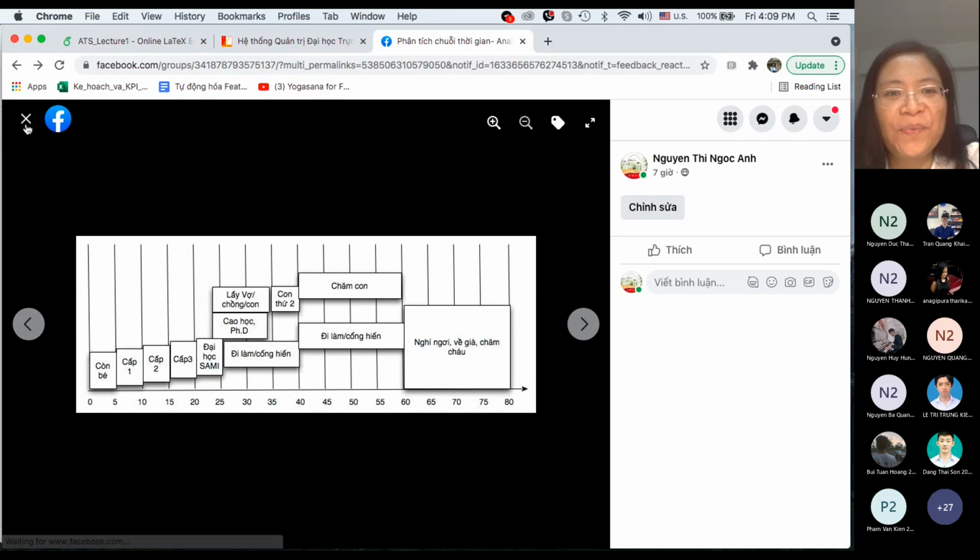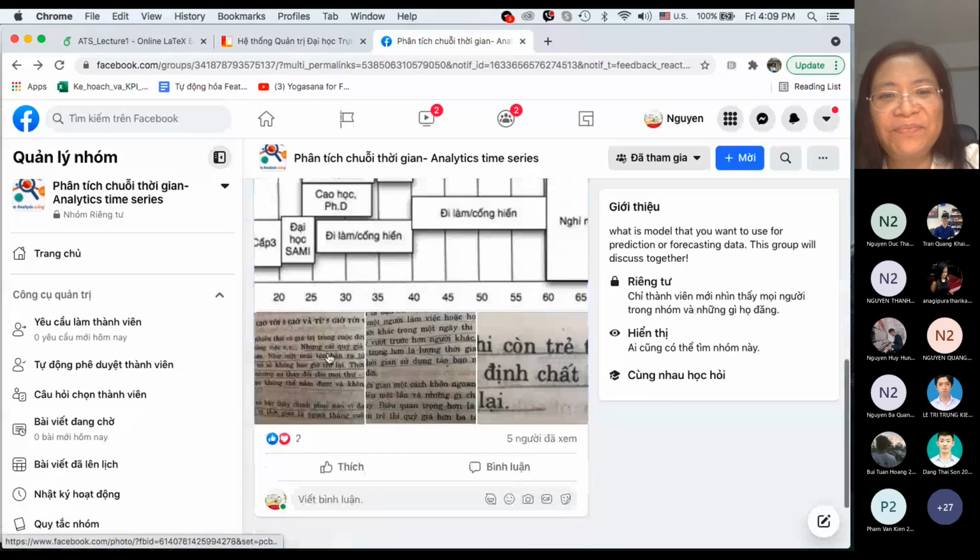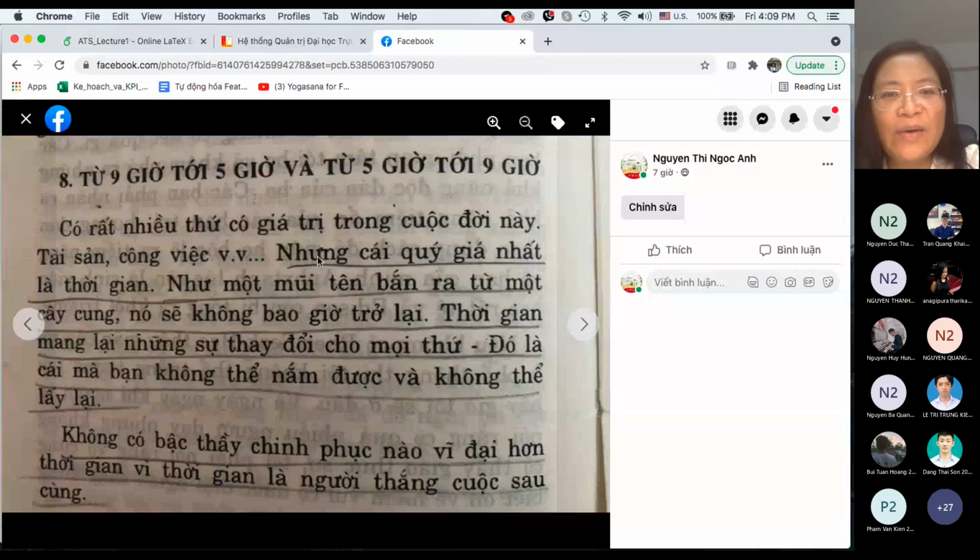But there is a book that tells us there are many things of value, such as access and jobs. However, the best thing to value is time. Time is like an arrow. It passes and never comes back. Time changes everything you can catch, and you can't go backward.